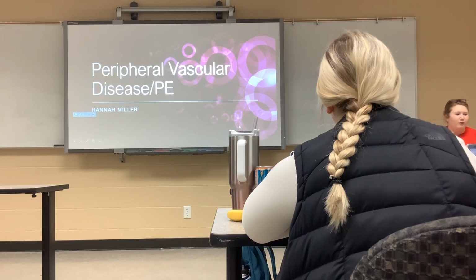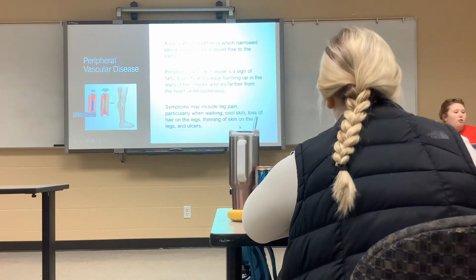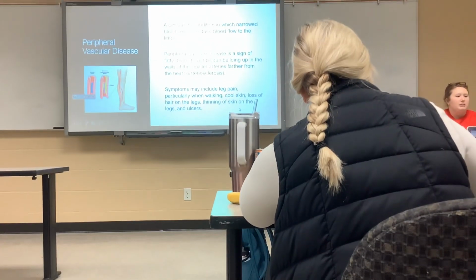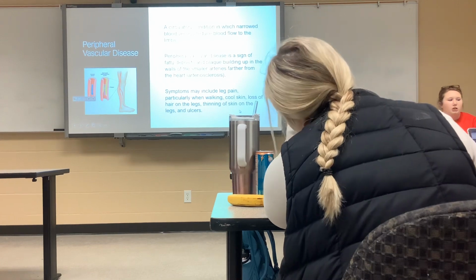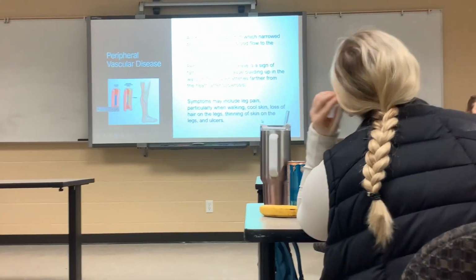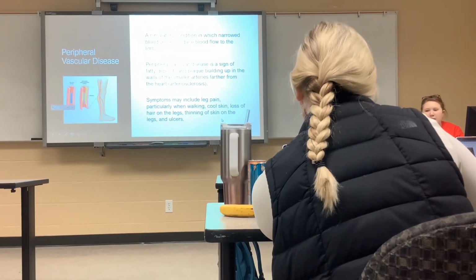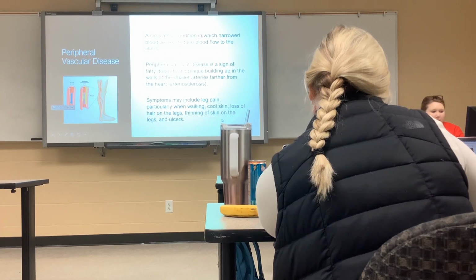So I'm going to be talking about peripheral vascular disease and PEs. So just a little overview about peripheral vascular disease. It's a circulatory condition in which narrow blood vessels reduce the blood flow to the limbs. It can be arms and legs, but you mainly see it in the legs in older adults.